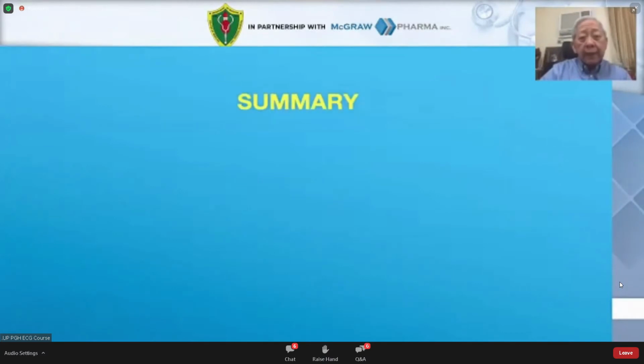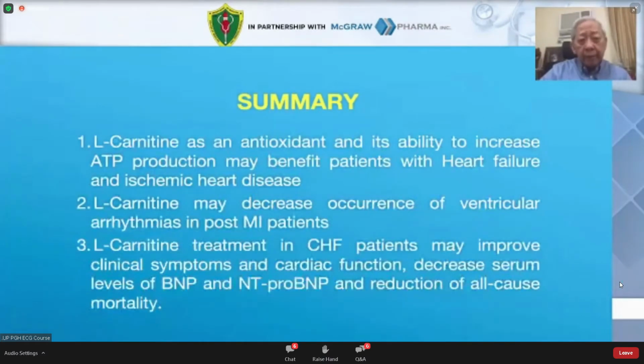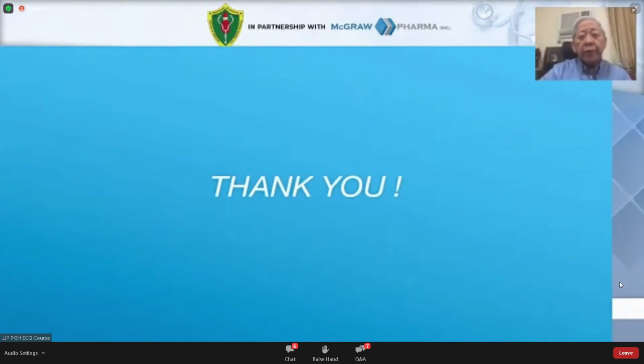With all these studies, we can conclude the following. Number 1, L-carnitine as an antioxidant, and its ability to increase ATP production, may benefit patients with heart failure and ischemic heart disease. Number 2, L-carnitine may increase the occurrence of ventricular arrhythmias in post-MI patients. And number 3, L-carnitine treatment in congestive heart failure patients may improve clinical symptoms and cardiac function, may decrease serum levels of BNP and NT-proBNP, and reduce all-cause mortality in at least 1 meta-analysis. So thank you for your attention.